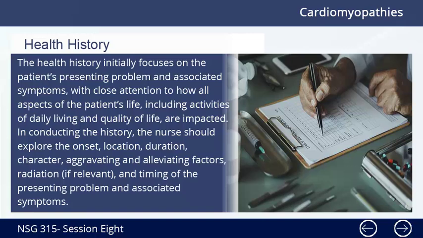Health history. The health history initially focuses on the patient presenting problem and associated symptoms, with close attention to how all aspects of the patient's life, including activities of daily living and quality of life, are impacted. In conducting the history, the nurse will explore the onset, location, duration, character, aggravating and alleviating factors, radiation if relevant, and timing of the presenting problem and associated symptoms.